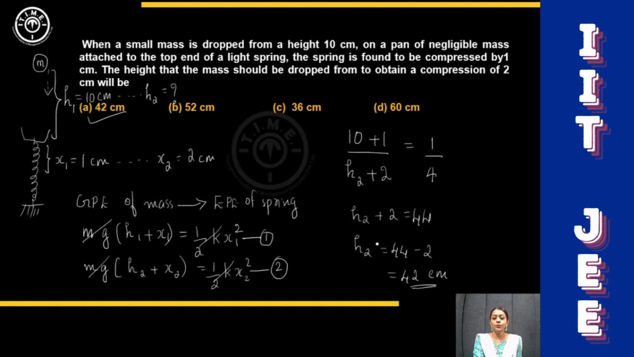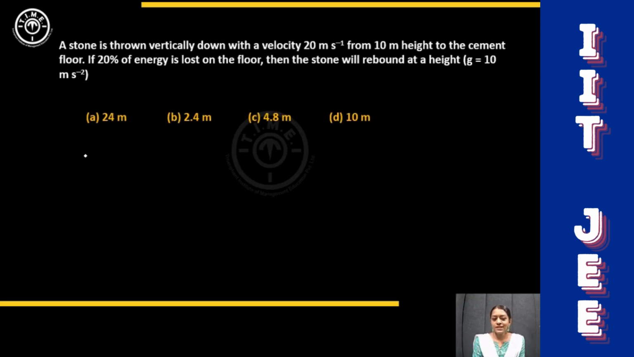Okay. So hope you understood what is the difference between this question and the previous one. Clear? Shall we see another type of question? Read the next question. A stone is thrown vertically down with a velocity 20 meter per second from 10 meter height to a cement floor. If 20% of energy is lost on the floor, then the stone will rebound at a height.